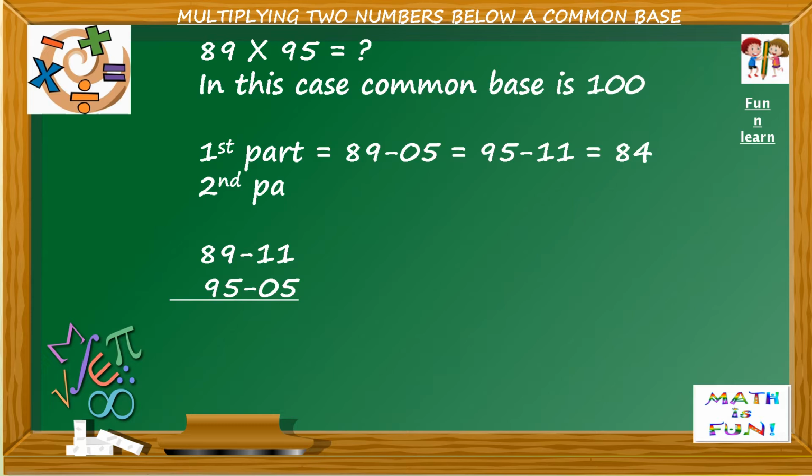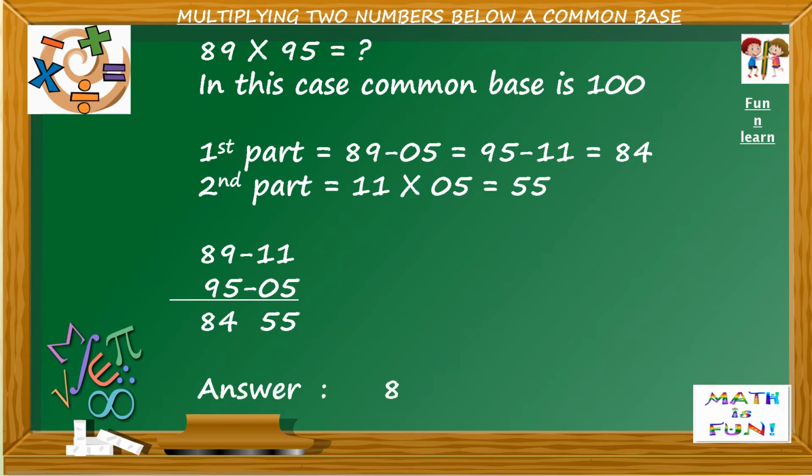Second part is multiplication of complements 11 and 5. 11 into 5 is equal to 55. So 89 into 95 is equal to 8455.